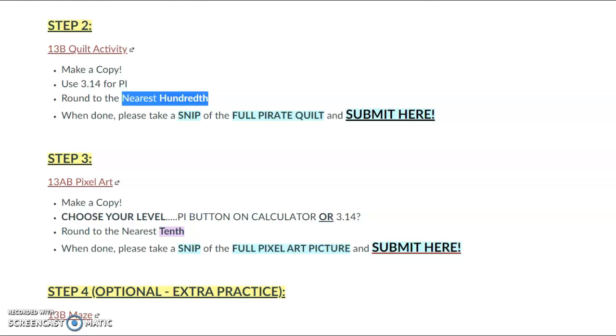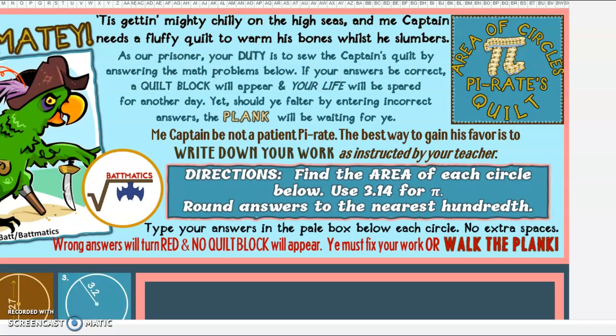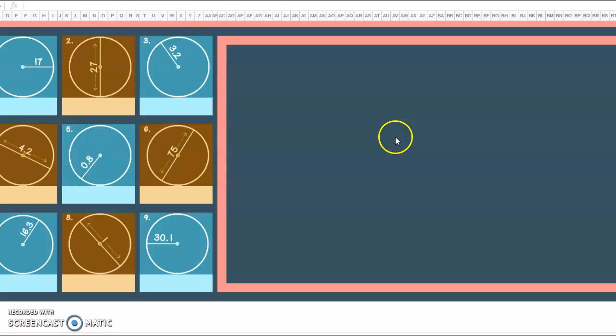So what this pirate quilt looks like is this. So it is 9 problems here. You see the 9 problems over here. Some of them you're given the radius, so halfway across the circle. Some of them you're given the diameter, so all the way across the circle.